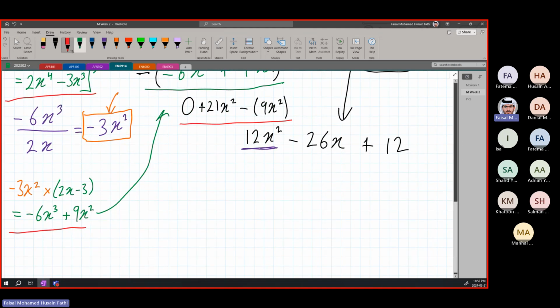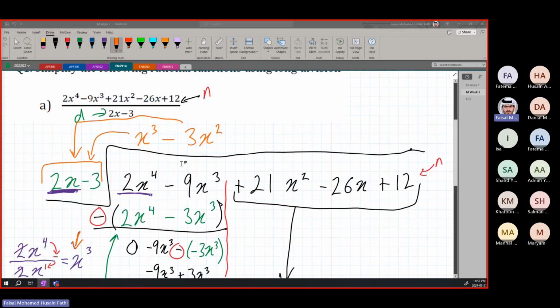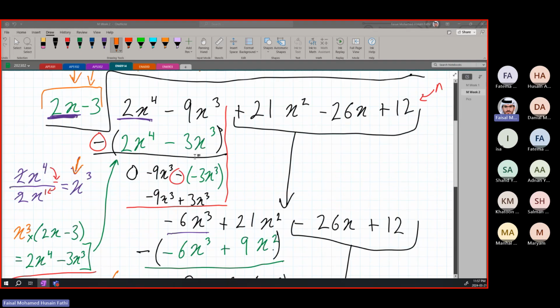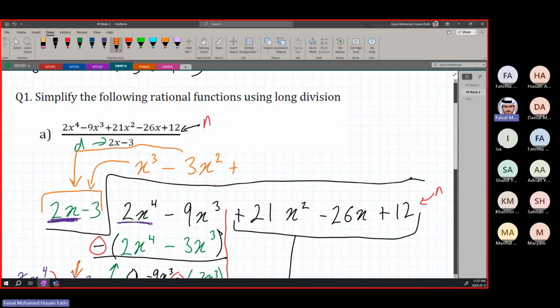We are going to do the same process again, where we divide 12x squared by 2x. This is going to be equal to x squared over x, which is just x, and 12 over 2 is 6, so 6x. The 6x we are going to be taking up here. So it is plus 6x, positive. It's not negative.